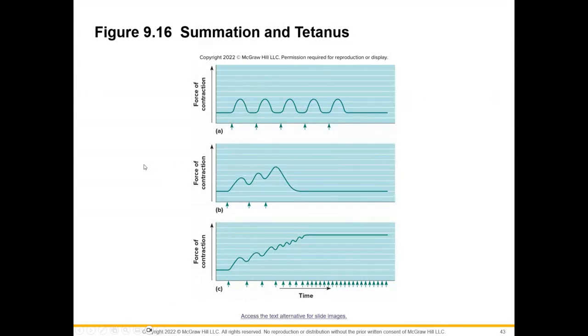Okay, this shows you the different levels of contraction and tetanus, and it shows summation ultimately. And so again, if we keep increasing the stimulus so it doesn't have time to fully relax, then we can keep them in a more constant state of tetany.